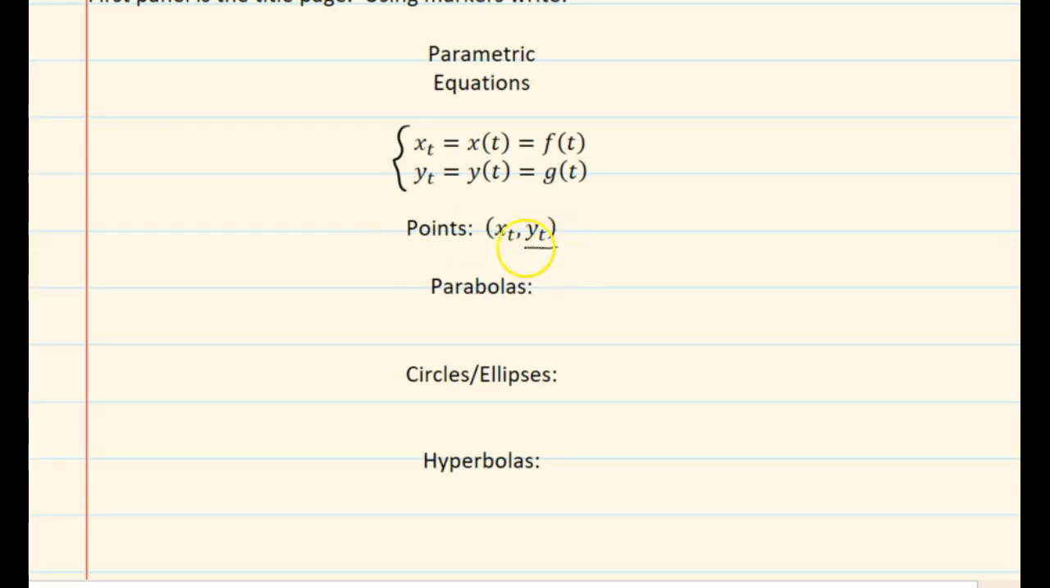So it will graph the points x of t, comma, y of t, where x of t is a function of t and y of t is also a function of t. And we can call that f of t and g of t, meaning that our points will actually be the value we get for f of t and then the value we get for g of t. And that will create our points. And we're going to have special ways of finding parabolas, circles and ellipses, and hyperbolas, and we'll talk about those in just a second. First, I want to make sure that we talk about our calculator.